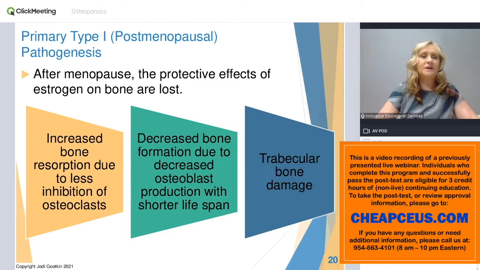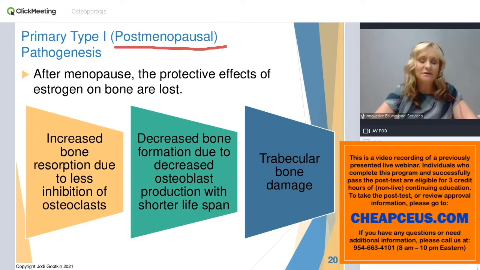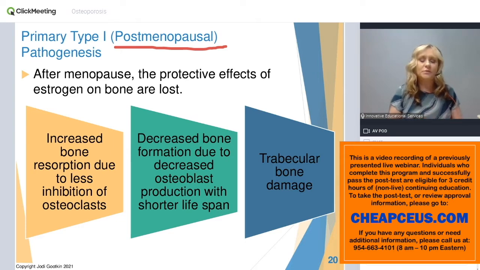Analyzing specifically type 1 osteoporosis, when we look at our females who are post-menopause, this is going to be women who are somewhere between 50 and 70 years old, depending on the onset of their specific menopause. This can also be younger females who have had a hysterectomy, particularly before the age of 45, and when the ovaries are removed also. The protective effects of estrogen are lost.